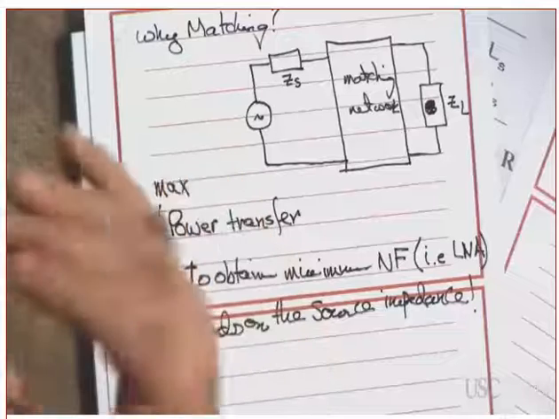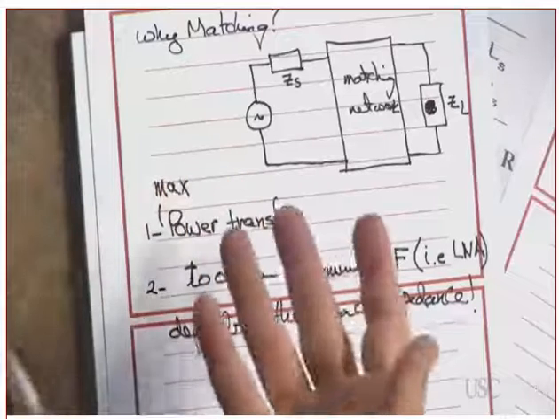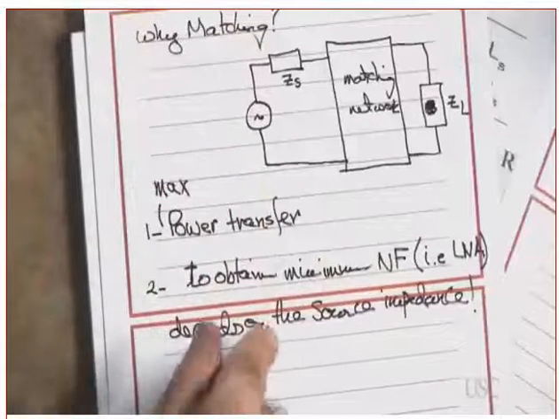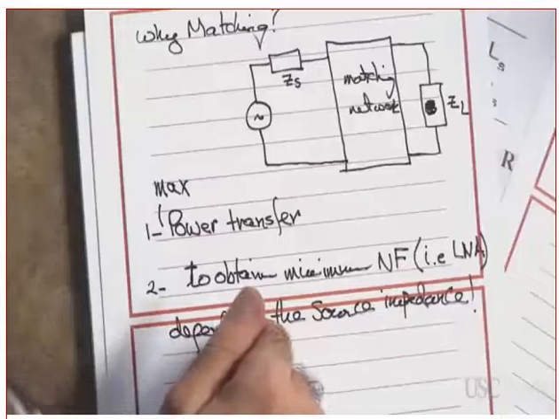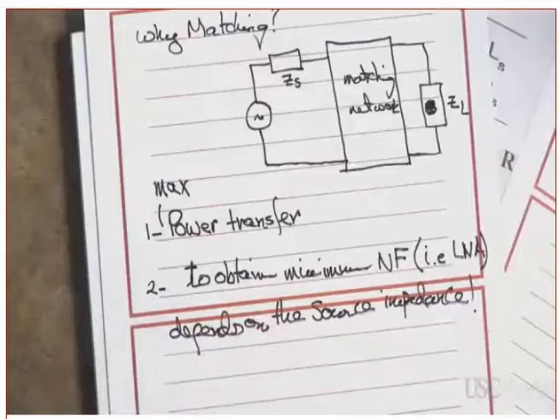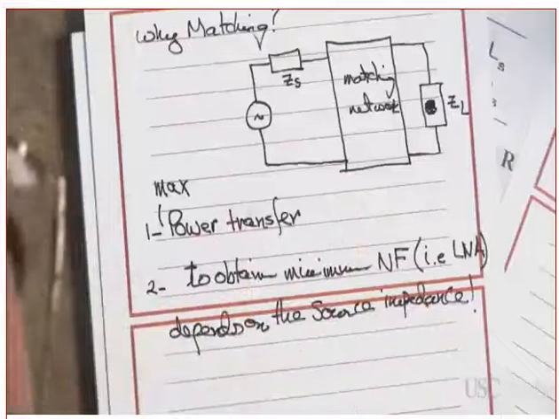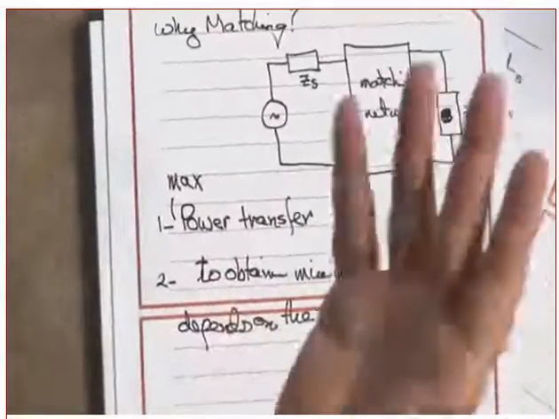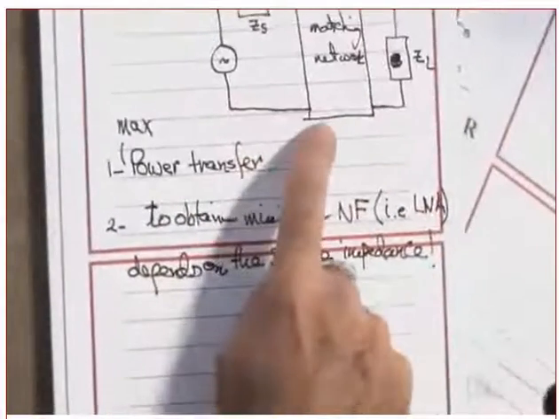If the source impedance that you have is not the one that generates the optimum noise figure, and the optimum noise figure is the smallest one, yes or no? What do you need to do? You need to use a network transformer, an impedance transformer.